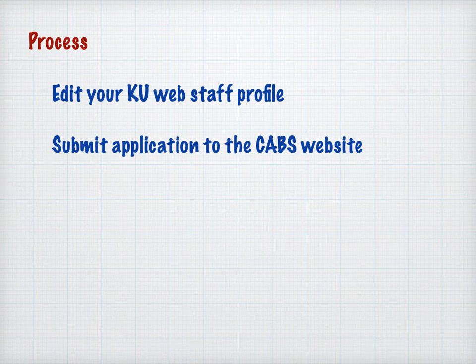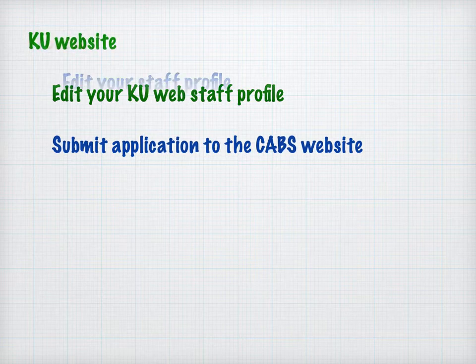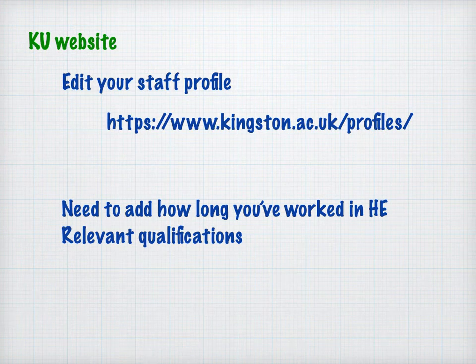So, two parts to this then. Editing your Kingston University web staff profile and then submitting your application to the CABS website. So we're going to deal with that first one here, editing your KU web staff profile. Now there's a link to this in the Canvas website, or you can type this URL in. You go to www.kingston.ac.uk/profiles, and what you'll have to do is log in, and that will enable you to have edit rights to your profile on the main Kingston University webpage.